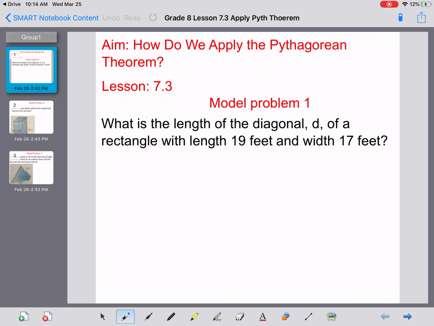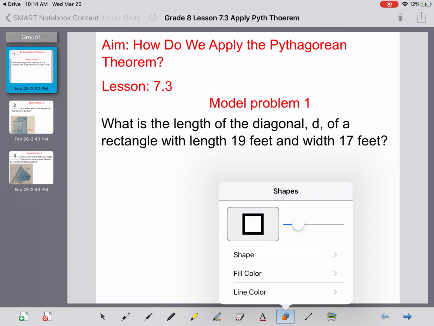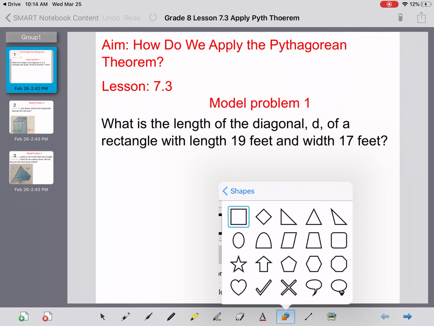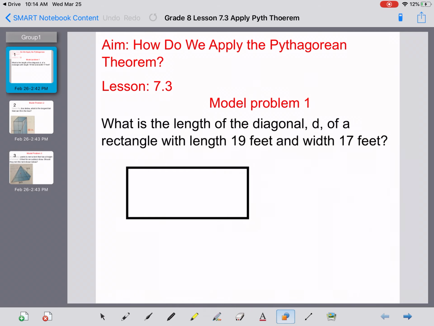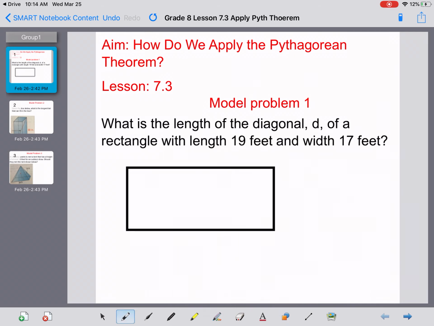In this problem, I'm going to start by drawing out a rectangle. When I draw a rectangle, anything that goes from one corner to the opposite corner that's not on the actual outline of the rectangle is the diagonal. So this is the diagonal. This is D. They tell me that the length is 19 and the width is 17.